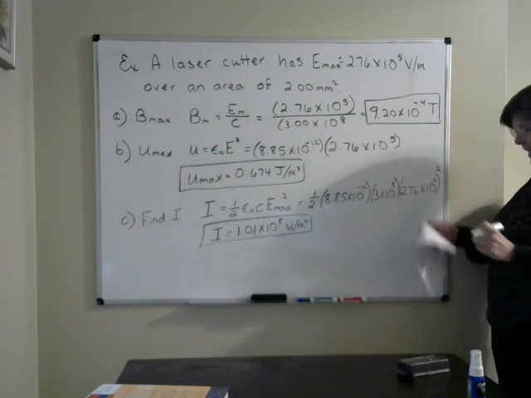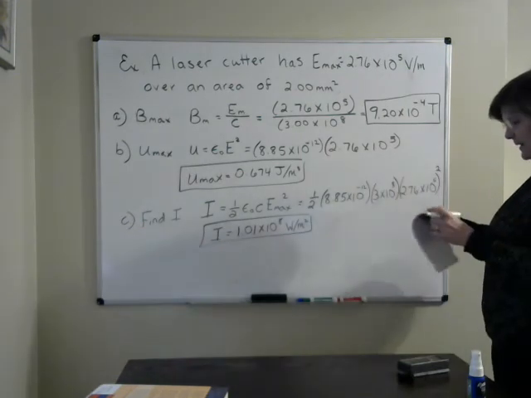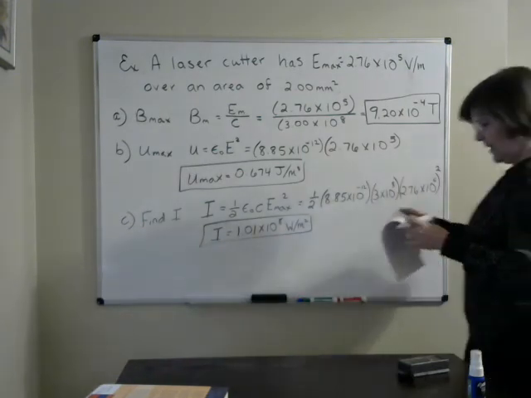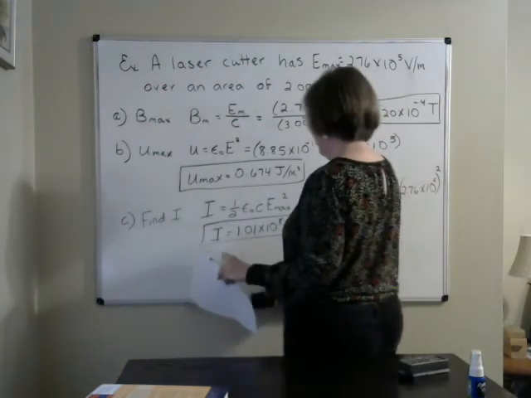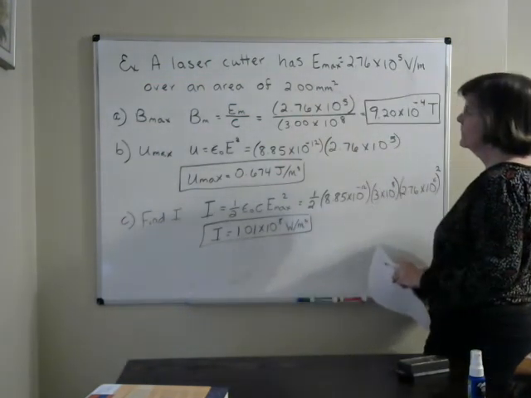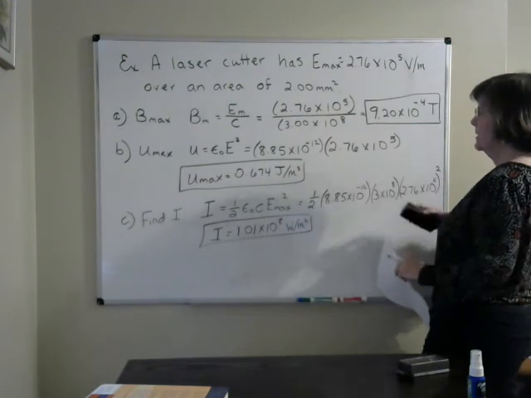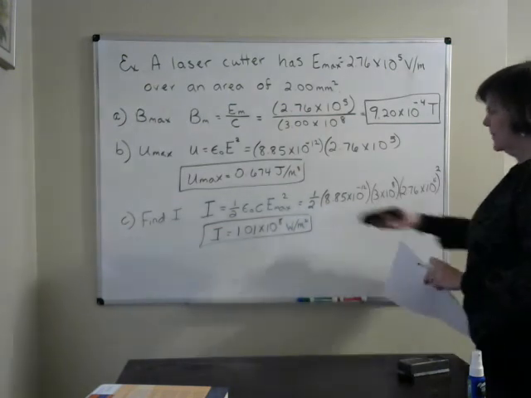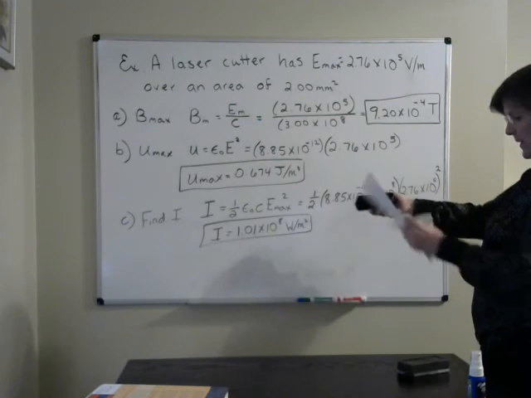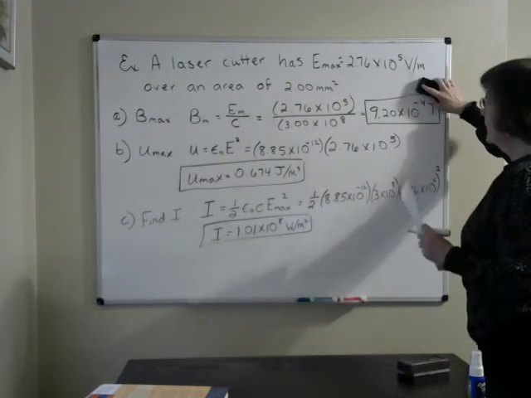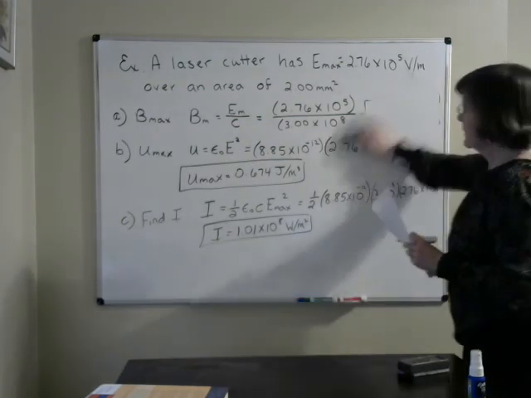Okay. They ask us to find one more thing, and that is the power. Average power is based on intensity. I'm going to leave that intensity because we do want that value. We're going to just erase this kind of in the middle here.